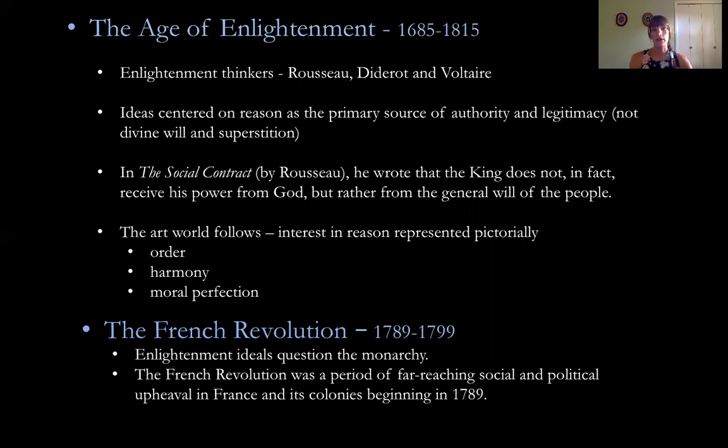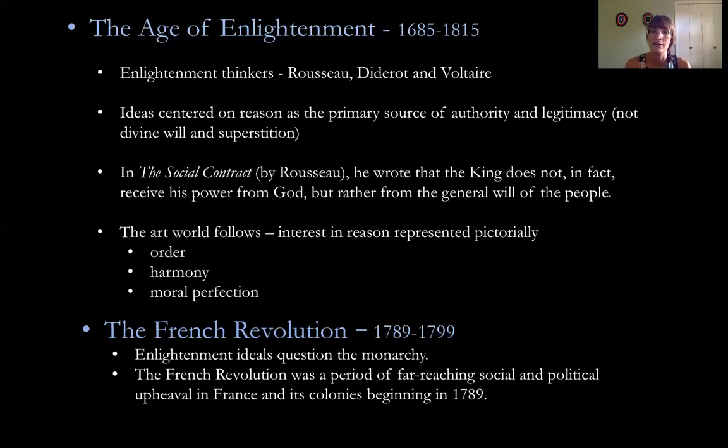But all of this and the Age of the Enlightenment caused people to start moving away from the church, where you have ideas centered on reason as a primary source of authority and legitimacy, not divine will, not God's will, not superstitions as tied to the church. We also have an important key text by Rousseau, one of these philosophers, called The Social Contract, that comes out at this time as well.